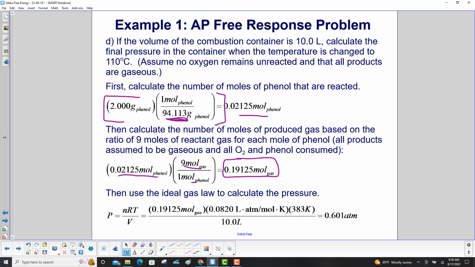PV equals nRT. Divide both sides by V, and here's our number of moles. Here's the universal gas constant in the proper units for dealing with liters and atmosphere and moles. Here's Kelvin. Again, be sure to convert Celsius to Kelvin, and we get 0.601 atmospheres.